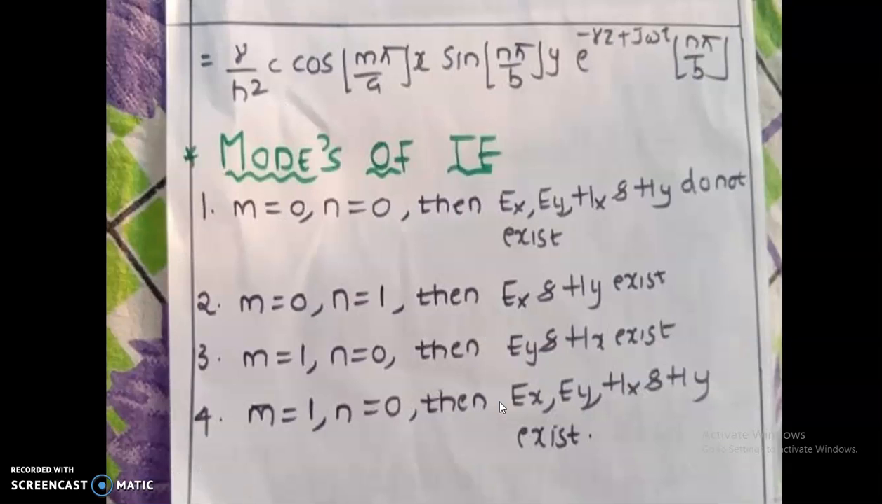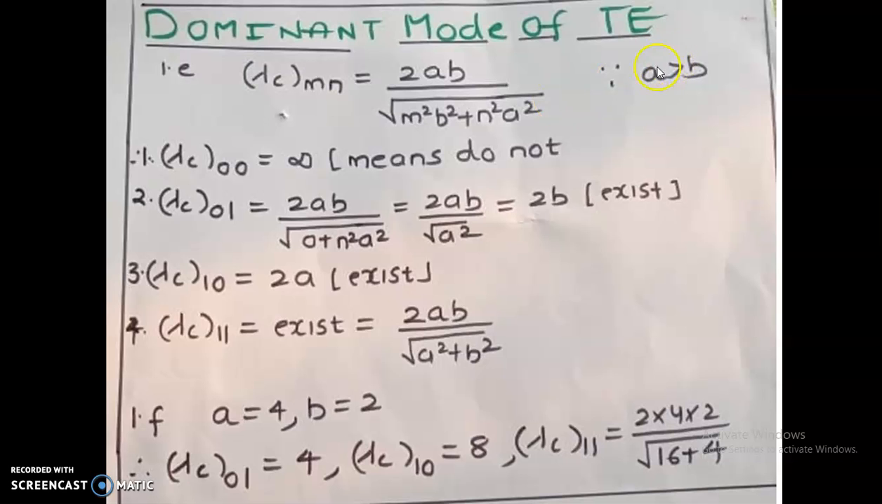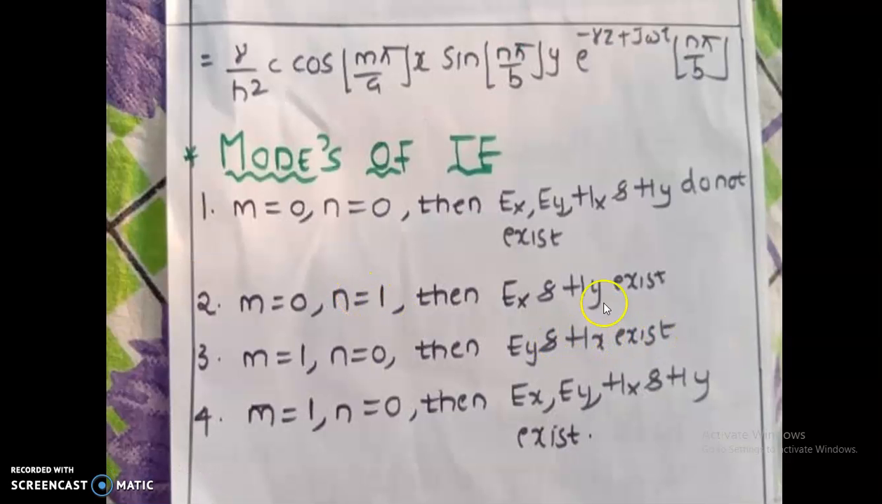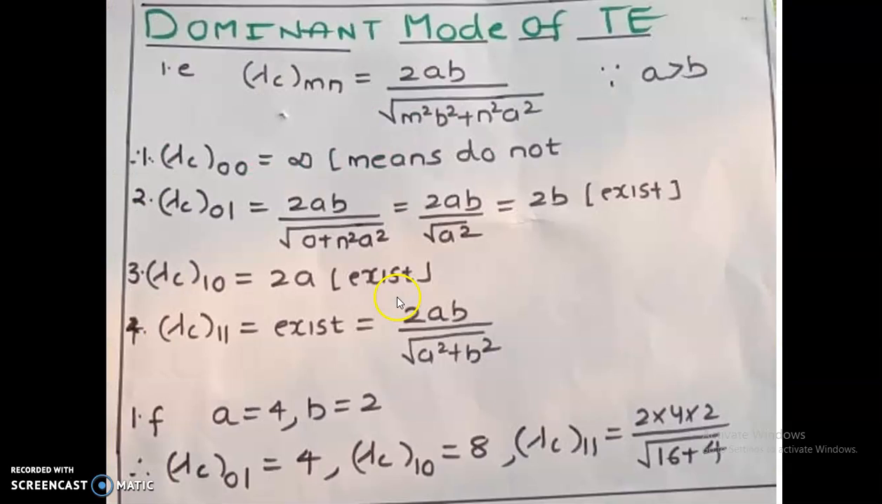Now let us find the dominant mode of TE. As I have already discussed, this is the formula for finding it. What you have to do is substitute the m, n values and get the result. I substituted 0 0 and got infinity, which means it won't exist. Now 0 1 exists, as I already discussed. So what is the answer here? 2b. Now 1 0, yes, it exists. All three exist, and you got some values.